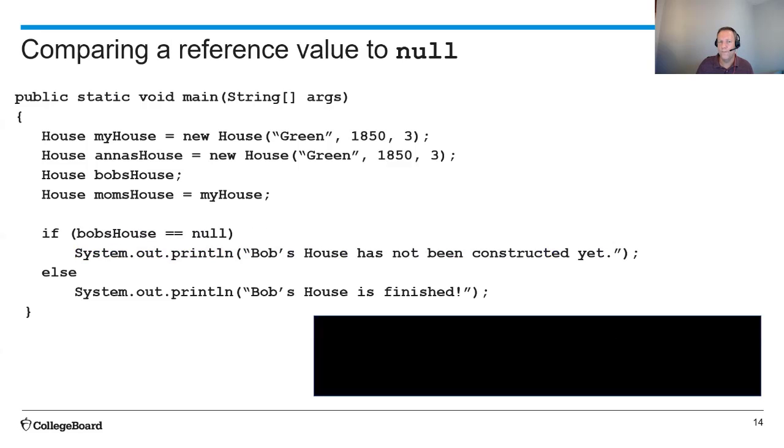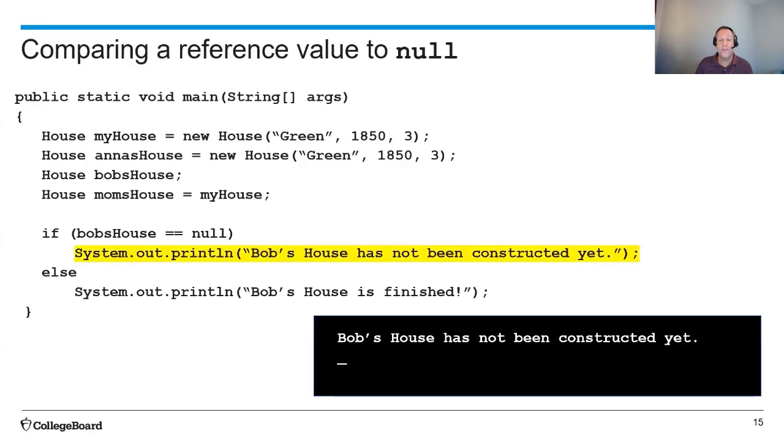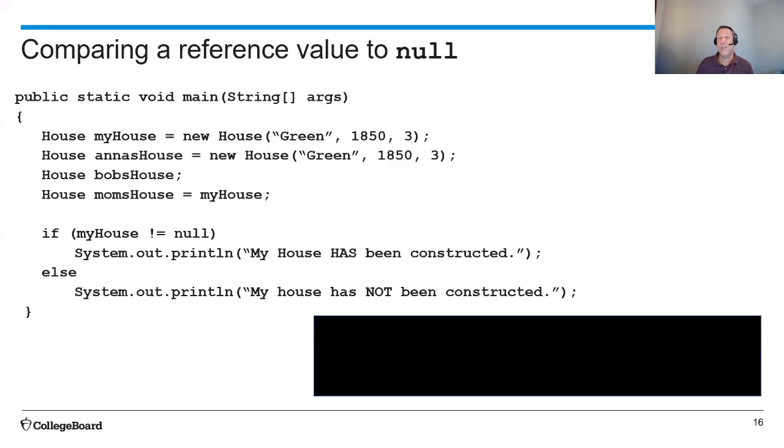Let's talk about null. So I can use the double equal sign to check for null. In this case, if bobsHouse is equal to null, which it is because we never constructed it, we never said equals new House, this is going to print out bobsHouse has not been constructed yet. It's still null. We could even check not equal to null to see if a house has been constructed. My house has been constructed, so if I check to see does myHouse not equal null, well, that's true. It does not equal null. So it's going to print out myHouse has been constructed.